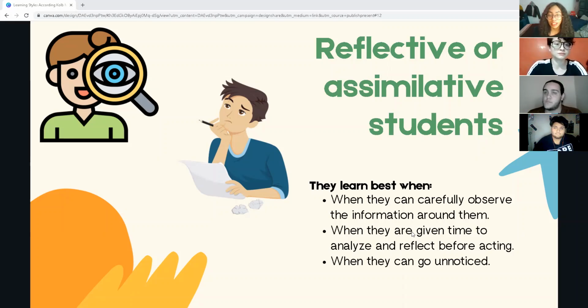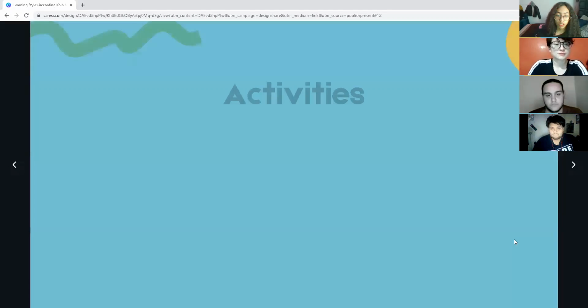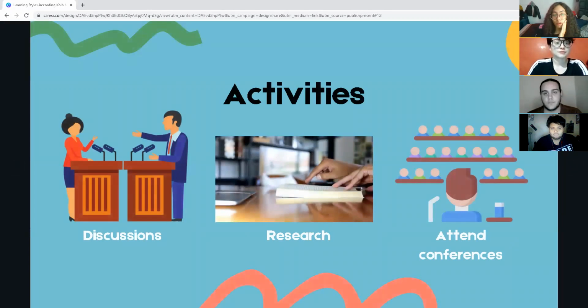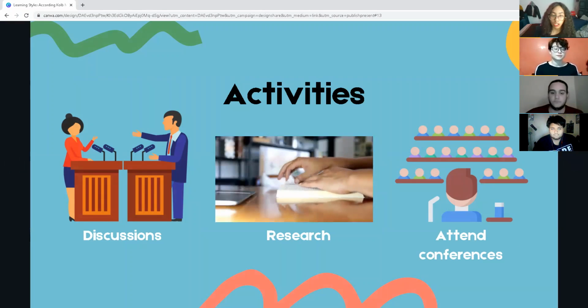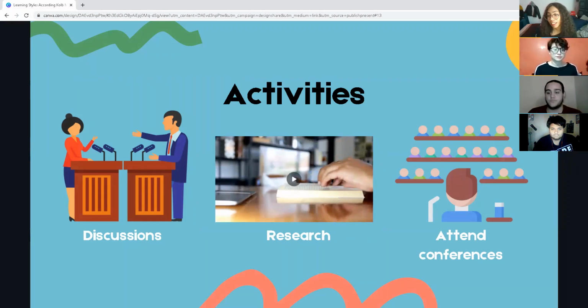So then we have that they learn best when they can carefully observe the information around them, when they are given time to analyze and reflect before acting, and when they can go unnoticed. Some examples of activities for this type of students can be participating in different discussions, doing research on the subject, or attending conferences.